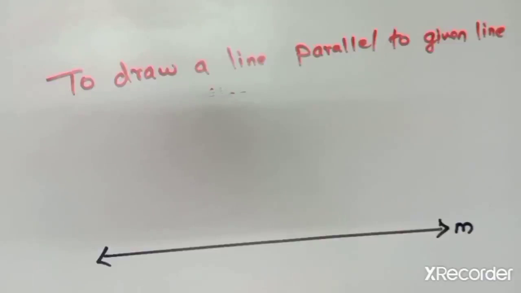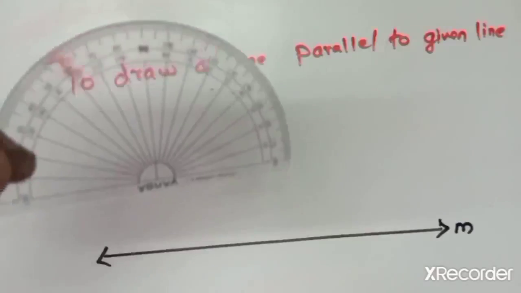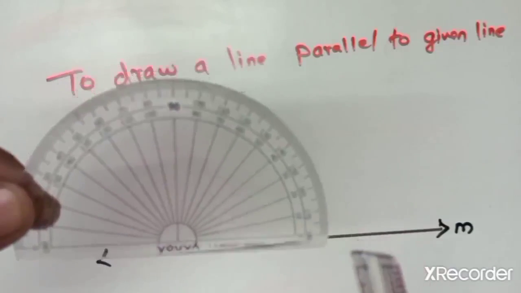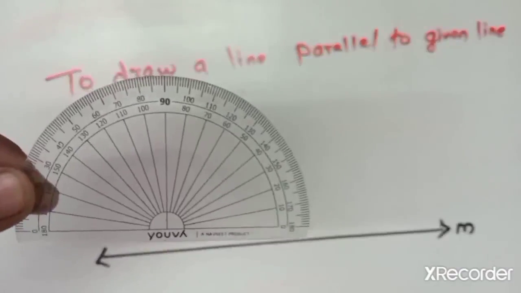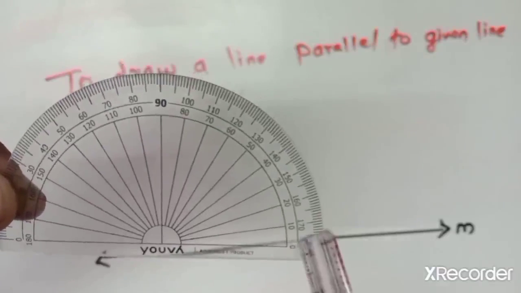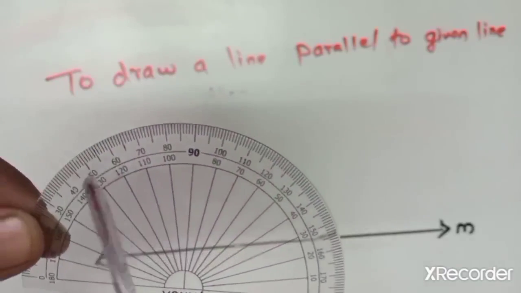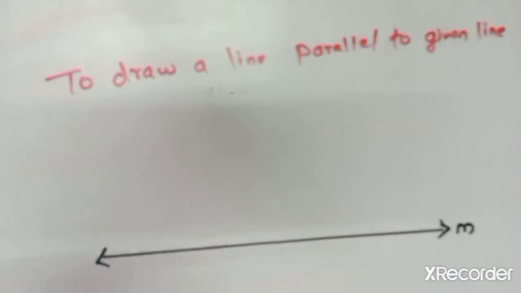Now for using protector, you have seen this protector. In this protector various angles are there. Various means angles between 10 to 180 degree are shown: 10, 20, 30, 40, up to 100, 110, 120 up to 180 degree.